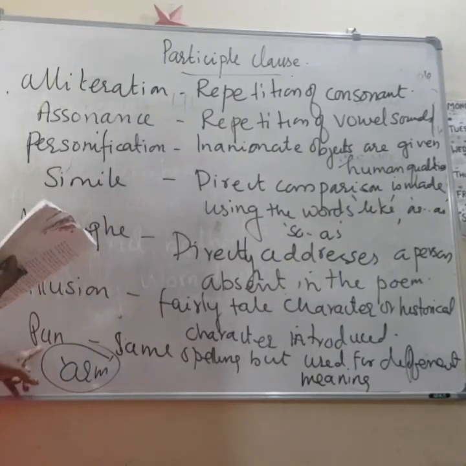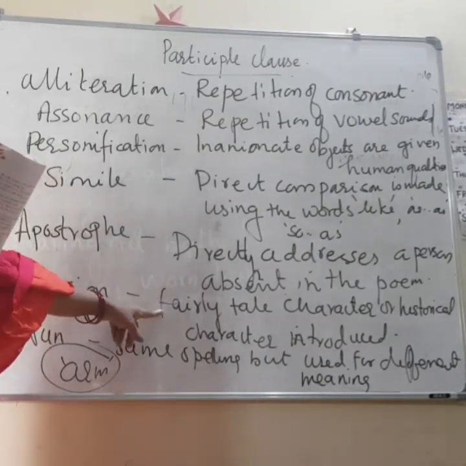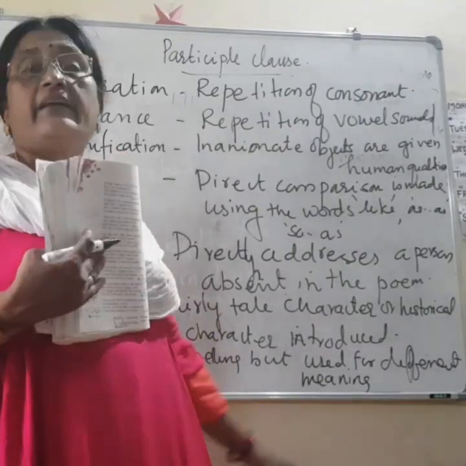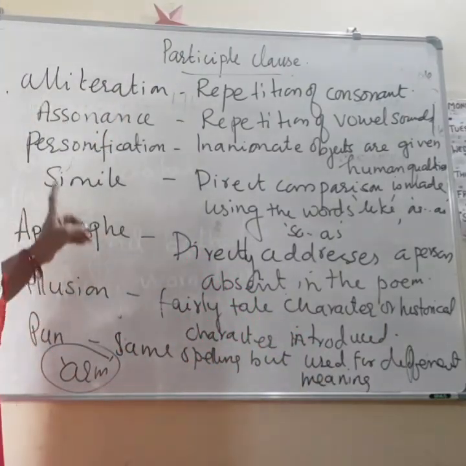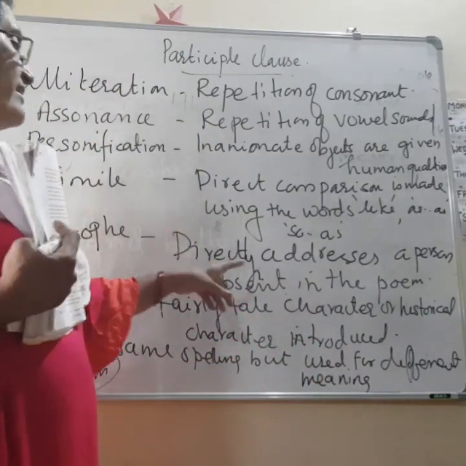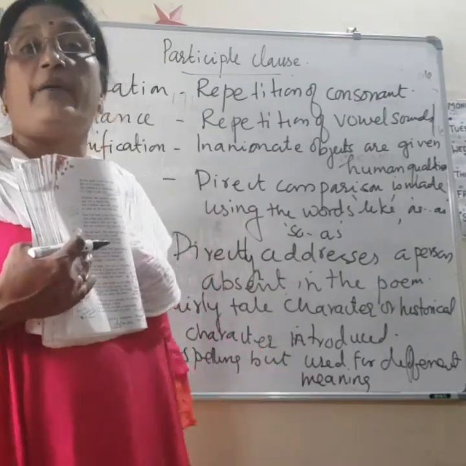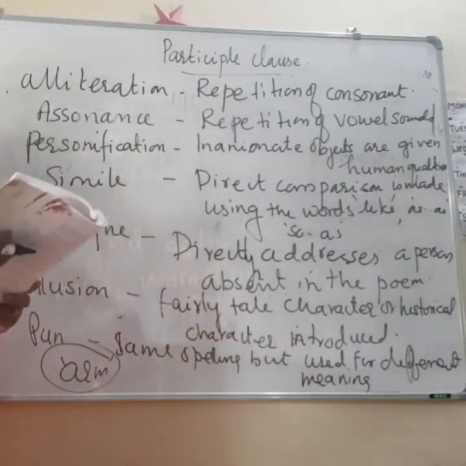That is pun. Allusion means any fairy tale character or historical character is introduced in between the poem, then it is called allusion. What is apostrophe? Directly addresses a person who is absent in the poem, then it is called apostrophe.